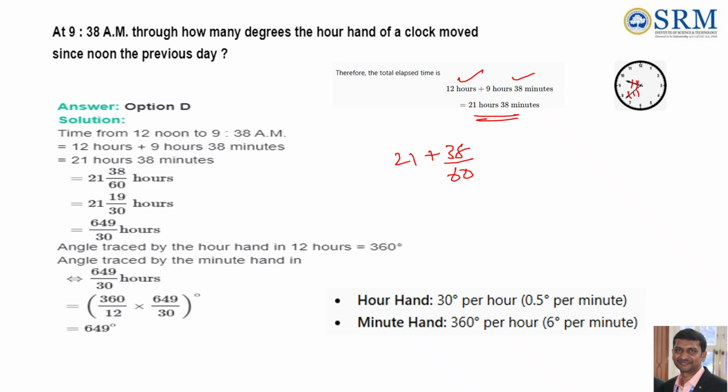So it is 649 by 30 hours. In angle, it is rotated by 649 degrees. Since the previous day's noon, it has rotated these many hours, and this many degrees, 649. One complete rotation is 360, and it has rotated 2 times, so it becomes 360 plus the rotation for the remaining 9 hours 38 minutes. Both added, you get 649.